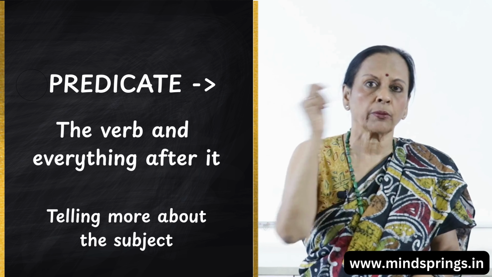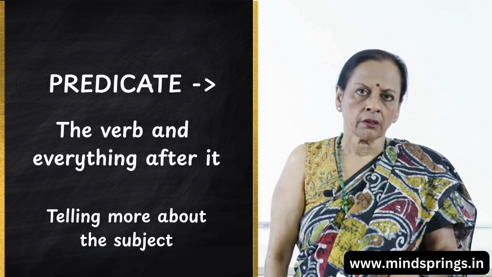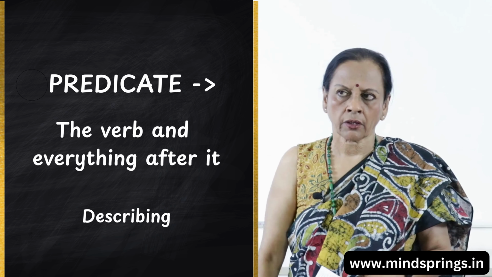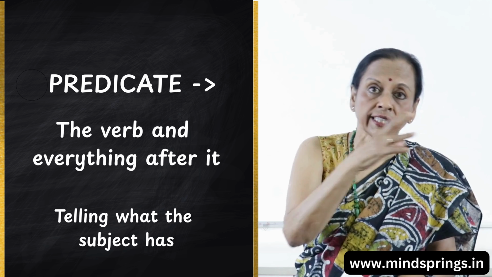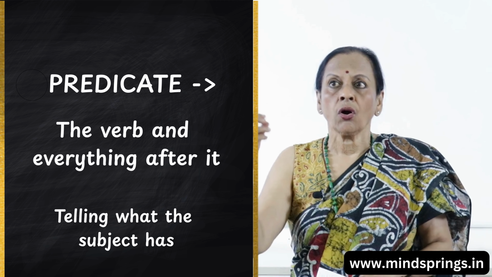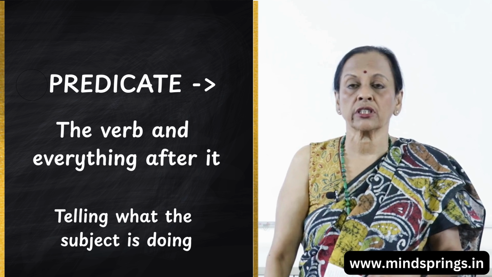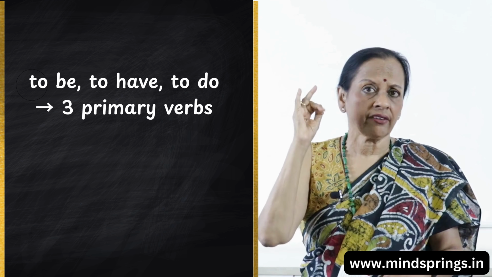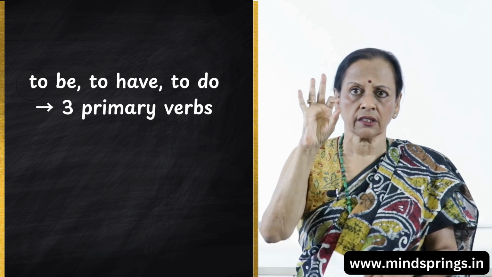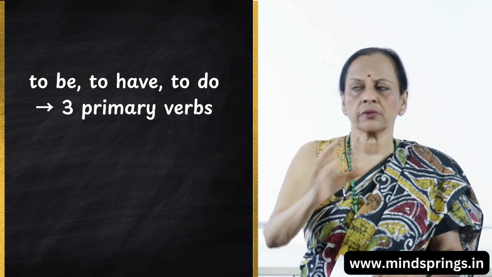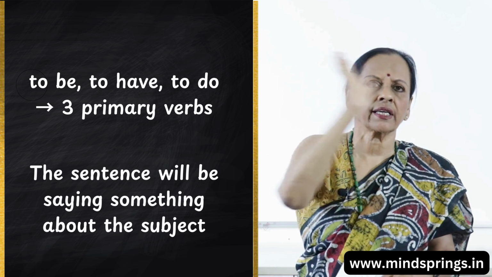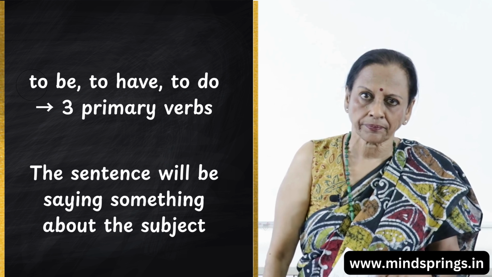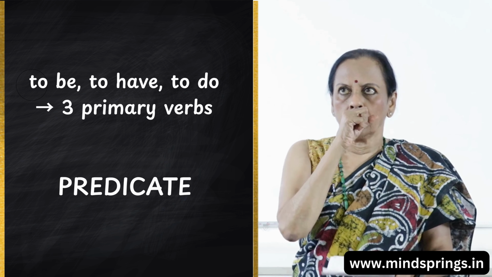It's telling me more about the subject. It's either describing, or it is telling me what the subject has, or it is telling me what the subject is doing. So to be, to have, to do. These are the three primary verbs. That sentence will be saying something about the subject. That's a predicate. The problems arise when we have questions.